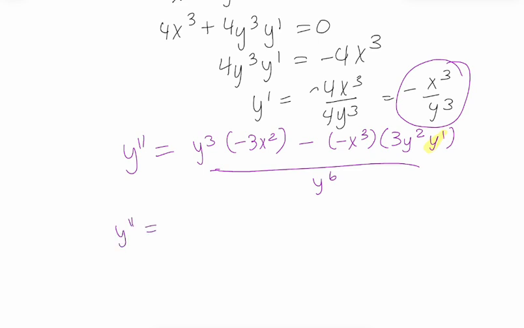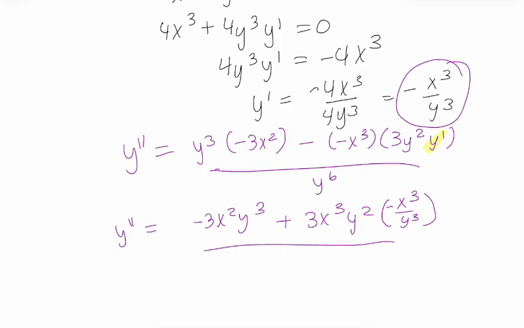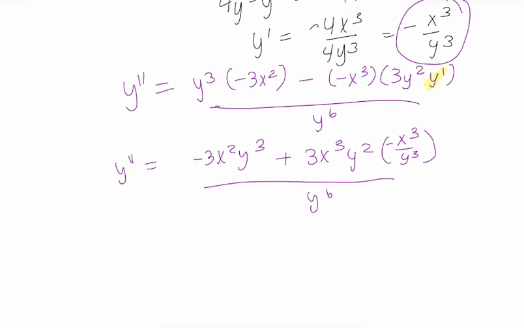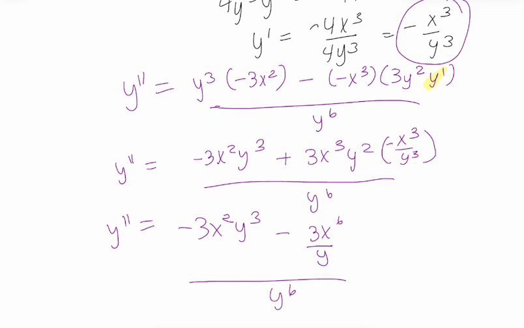So I'm going to clean up each term as I go. So this would be negative 3x squared y cubed plus 3x cubed y squared times negative x cubed over y cubed, all over y to the 6th. So I just plopped it in. Now let's simplify that back term so then I can show you how to simplify the whole darn thing. Okay. So we get negative 3x squared y cubed minus 3x to the 6th over y, all over y to the 6th.